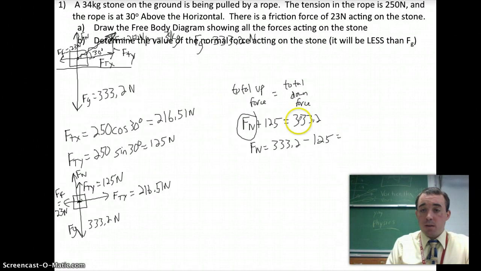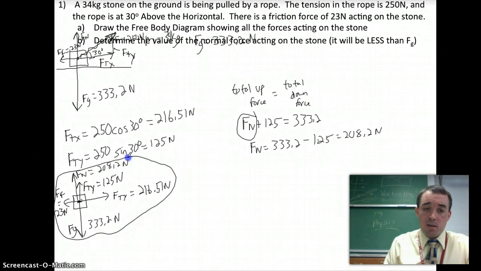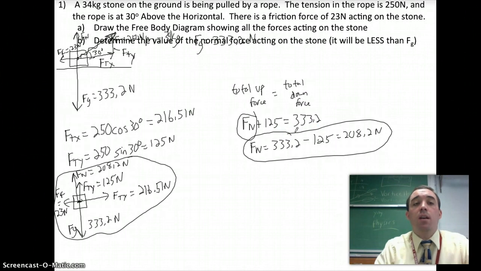Which is 208.2 newtons. So my normal force up here, I want to add in, of 208.2 newtons. So that's my free body diagram, and simultaneously I used information to find part B. So questions A and B are done.